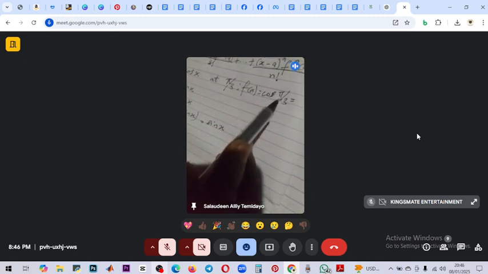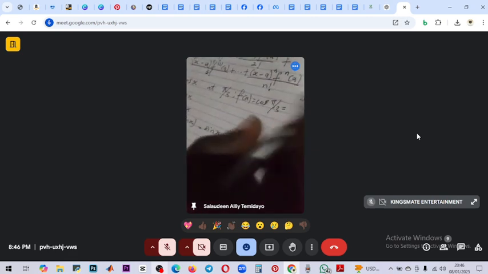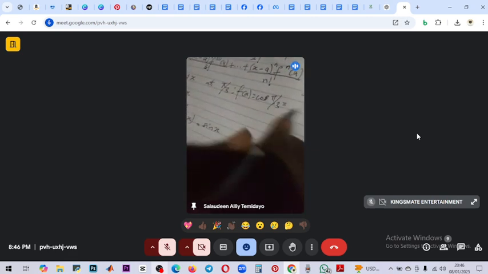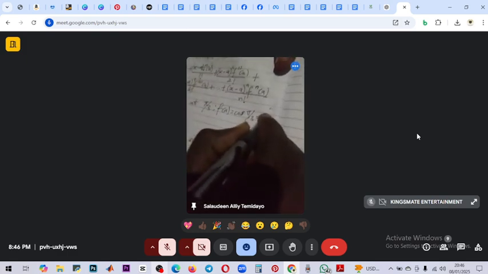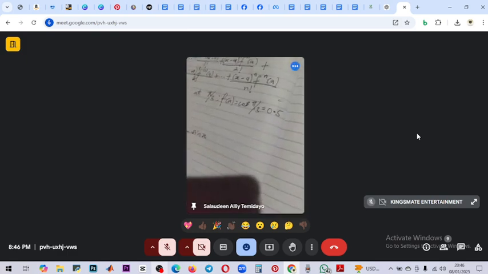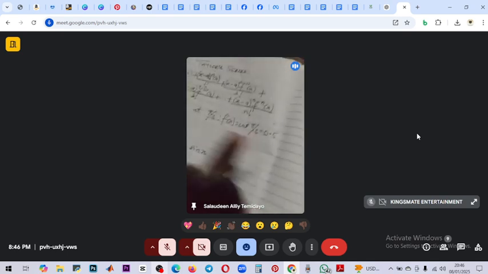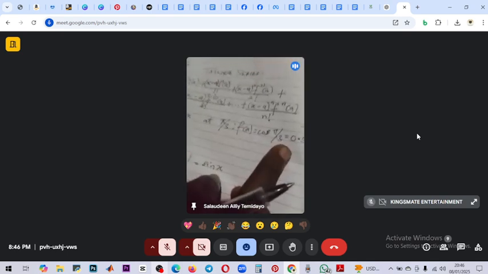So this is simply cosine 60 degrees. I mentioned this in the last class. So this is cosine 60 degrees, because cosine 60 is going to give me 0.5. That is my f of a. That is f of pi over 3.